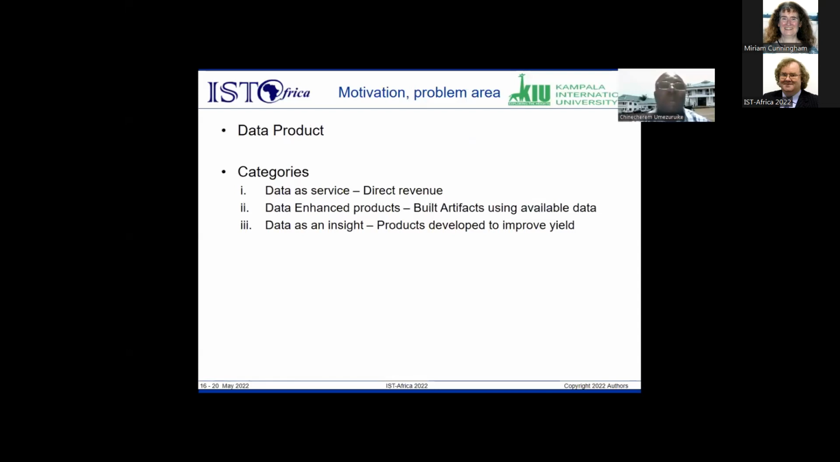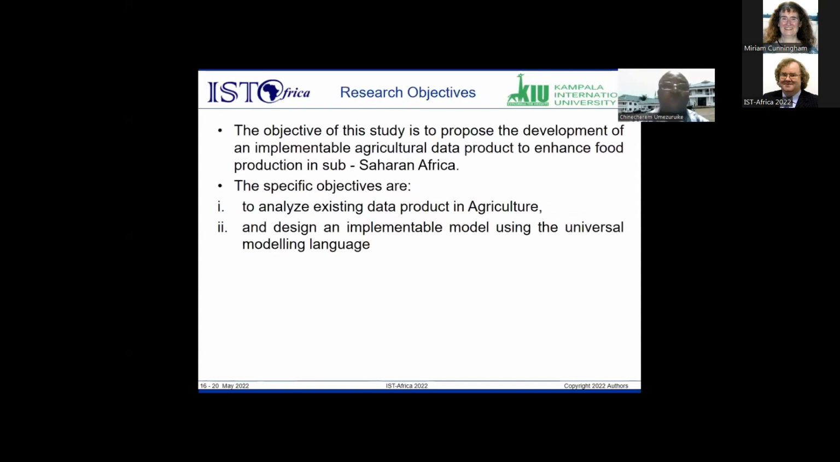These tools can be categorized as data as a service when these products generate direct revenue, as data enhanced products when these products are used to build artifacts, and as data as an insight when the products developed are used to improve yield. In carrying out this research, there is an objective.